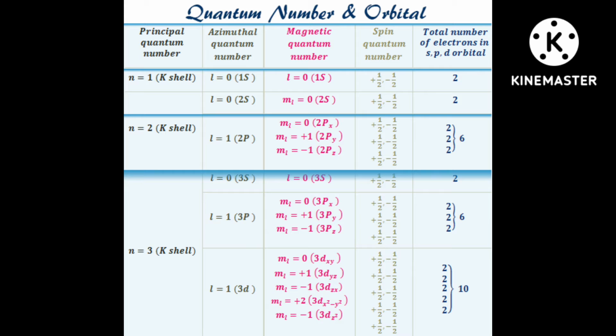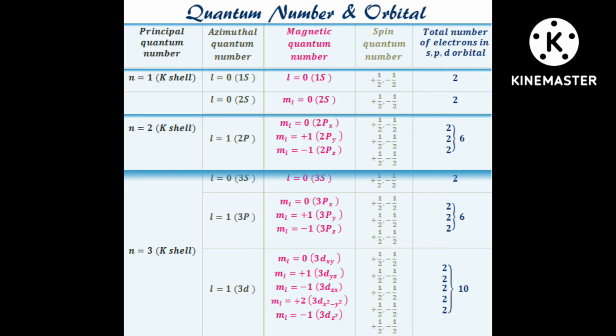Now again, n may be 1, n may be 2, n may be 3, n may be 4. That is also told like that: 1 means K, 2 means L, 3 means M, 4 means N. This is the notation of the cell. K cell, L cell, M cell, N cell. The first cell is known as K, the second cell is known as L, the third cell is known as M, the fourth cell is known as N, like that way.